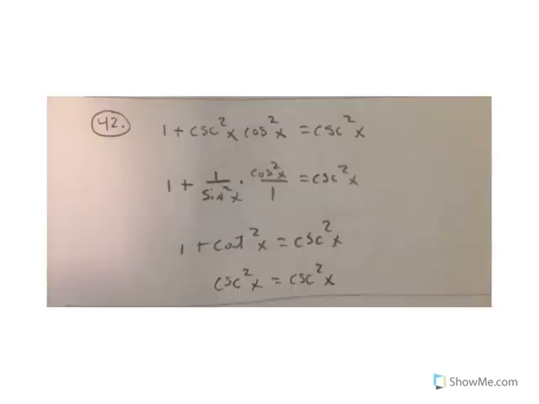And the next one, number 42. Cosecant squared can be changed to 1 over sine squared. And that is going to now get us a cosine squared over sine squared, which is cotangent squared. And from our Pythagorean identities, 1 plus cotangent squared is identical to cosecant squared. So that should be number 42.